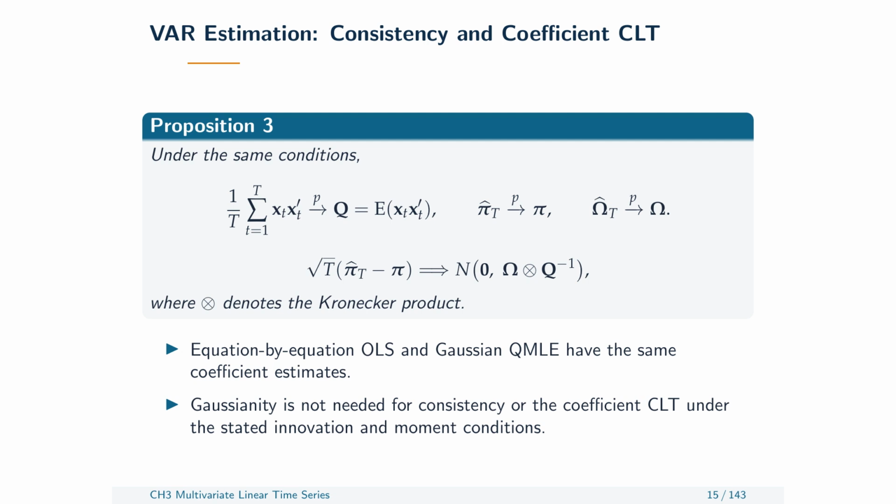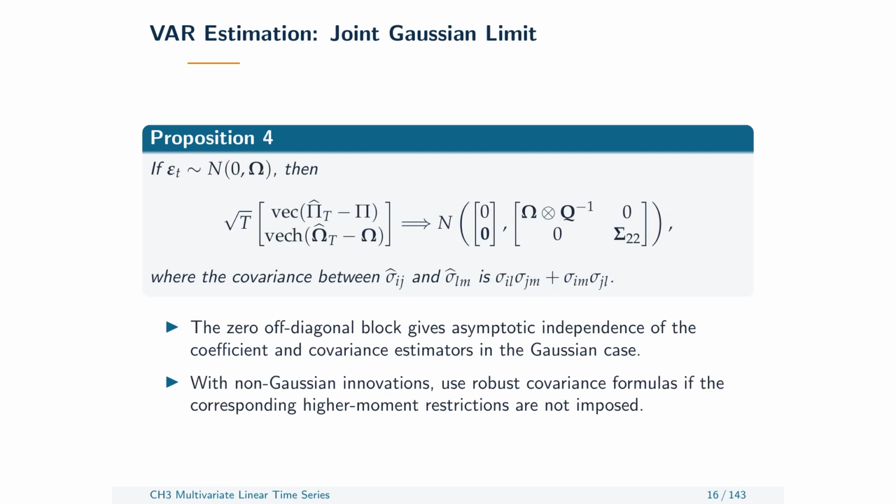Gaussianity is not required for coefficient consistency or the standard central limit result under the stated innovation and moment conditions. It does simplify the joint distribution of coefficient and covariance estimates. With non-Gaussian or conditionally heteroskedastic innovations, robust covariance formulas may be needed for reliable inference.